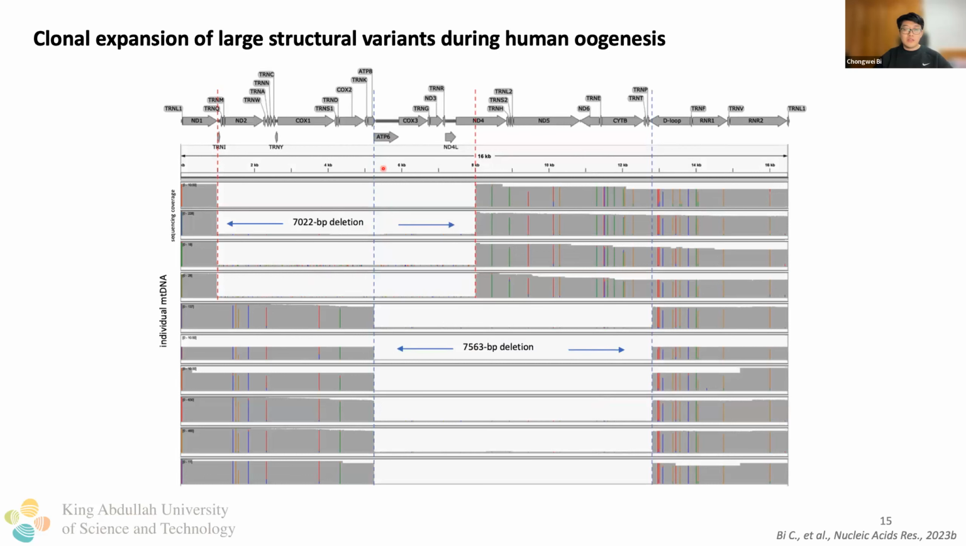IMIC-seq can detect large structural variants. As shown in this figure, we detect 4 mitochondrial DNAs that share the same 7 kb deletion, and another 6 mitochondrial DNAs that share the same 7.5 kb deletion. By sequencing single human oocytes, we found clear evidence of clonal expansion of large structural variants during oogenesis.